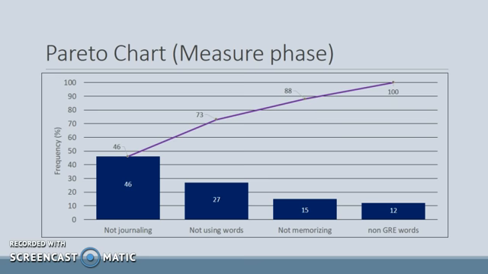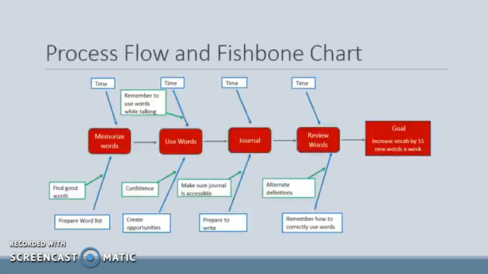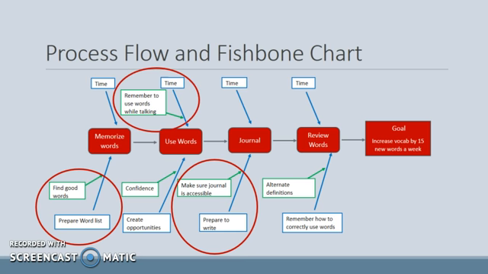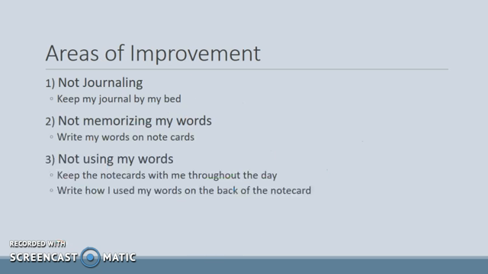So the next step is I created a process flow fishbone chart, and it shows all the things that need to happen for me to reach my goal and all the steps leading into each of those. And so as you can see, there are 3 steps that I can improve on that I mentioned in the Pareto chart, which is 1, working on writing in my journal, 2, work on memorizing my words, and 3, work on using my words. And so with that, I had 3 areas of improvement.